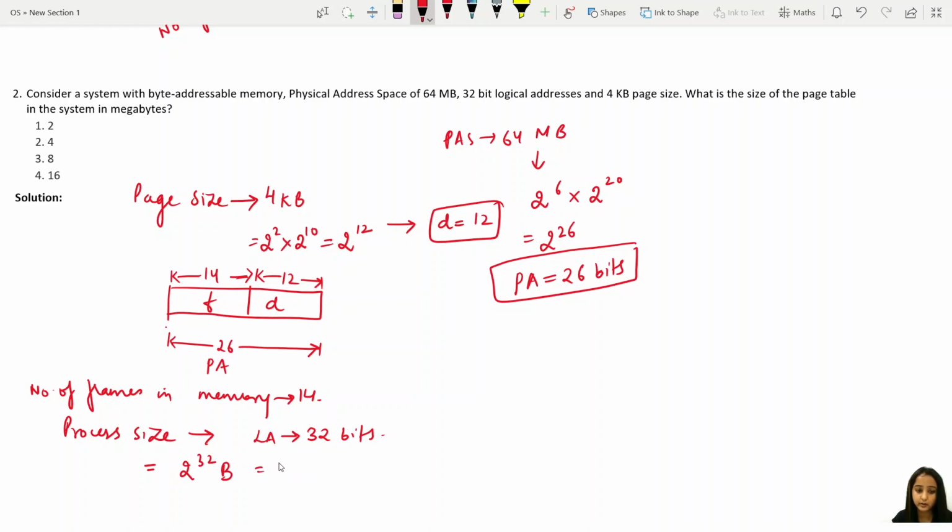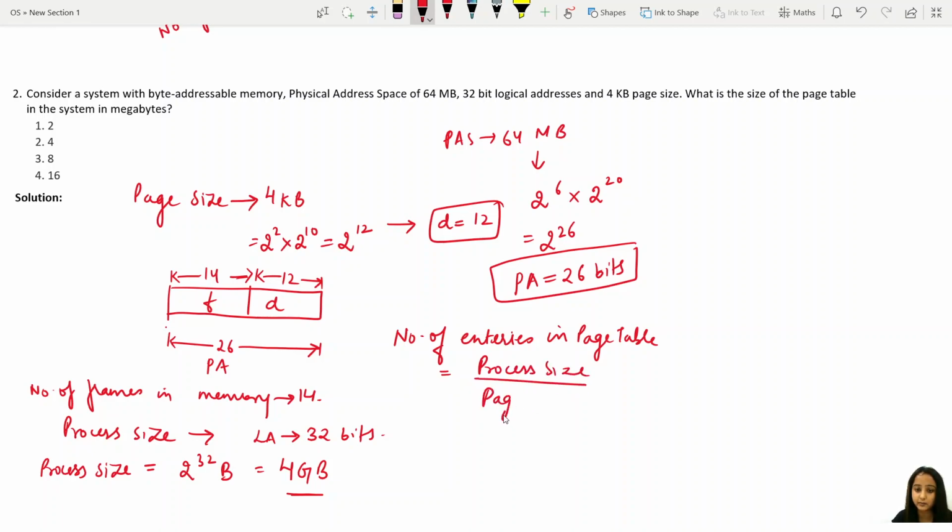So how will I write it? 2 raised to power 2 into 2 raised to power 30, that is GB. So I can write the process size as 4 GB. Now what is the value of the number of entries in the page table? It will be equal to process size divided by page size.